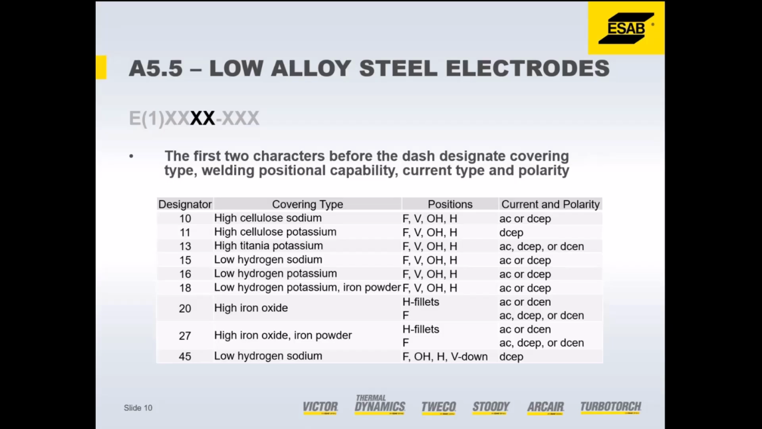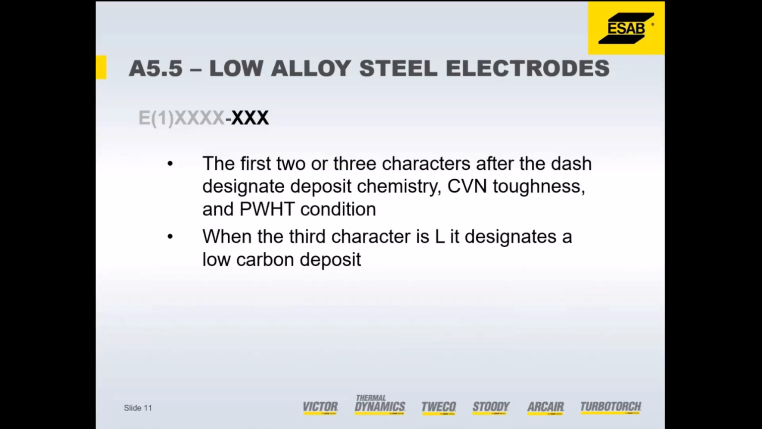This is the point where A55 goes beyond A51, where we get into the additional designators on the end of the electrode designation. So the first characters after the dash will designate the deposited chemistry, whether or not it has passed impact testing requirements, and whether or not it's tested in the post-weld heat-treated condition.